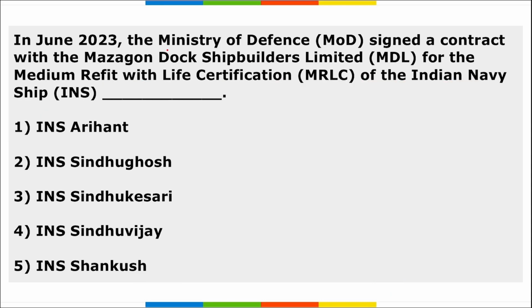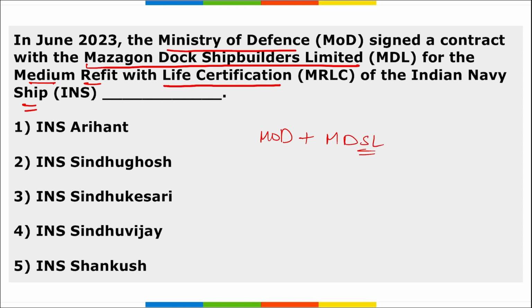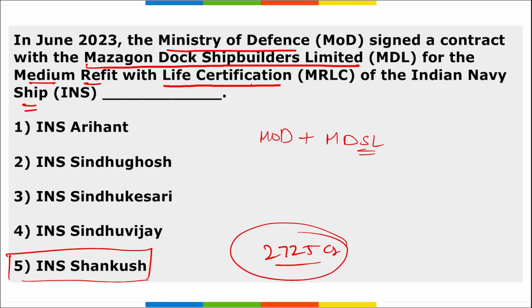Next, in June, the Ministry of Defence signed a contract with Mazagon Dock Shipbuilders Limited for the medium refit and life certification of the Indian Naval Ship Sankosh. So remember, it is your Ministry of Defence. The cost of the overall contract is 2,725 crore rupees, and the delivery of the submarine post MRLC will be in 2026.